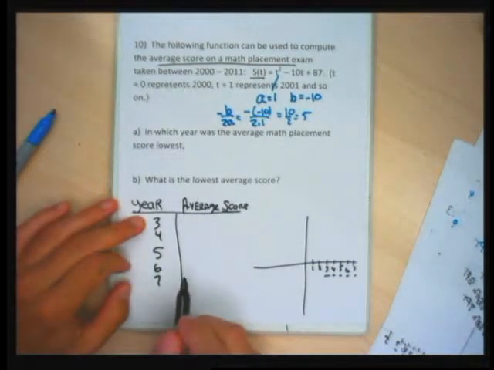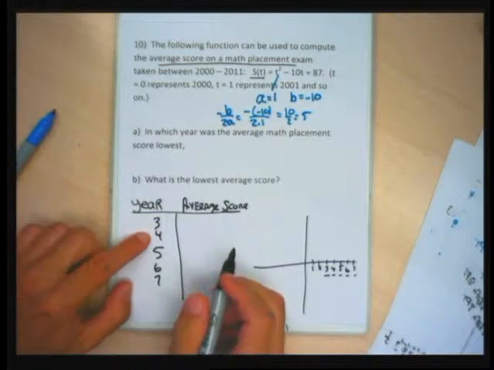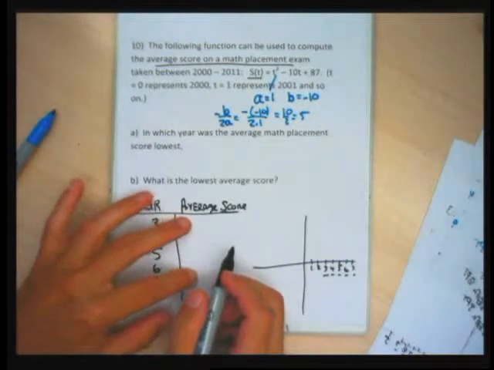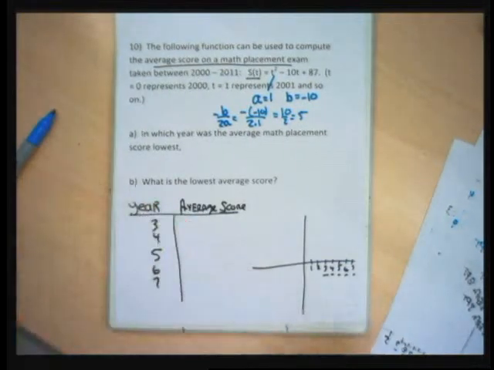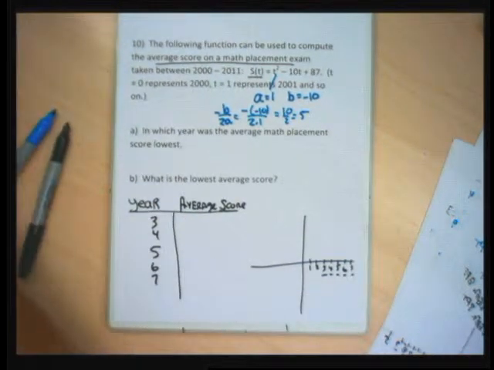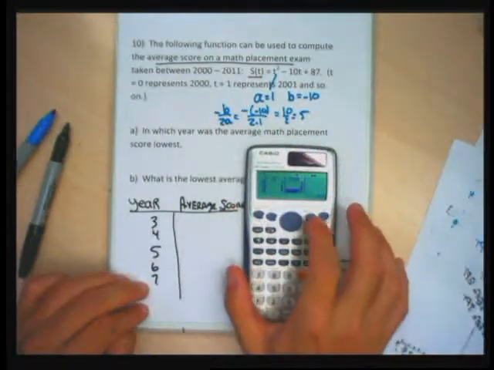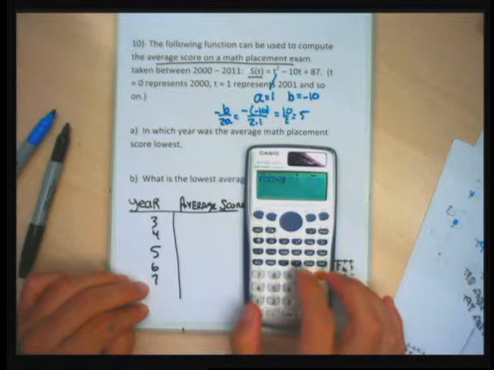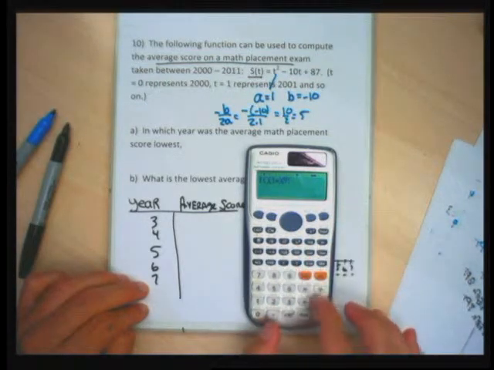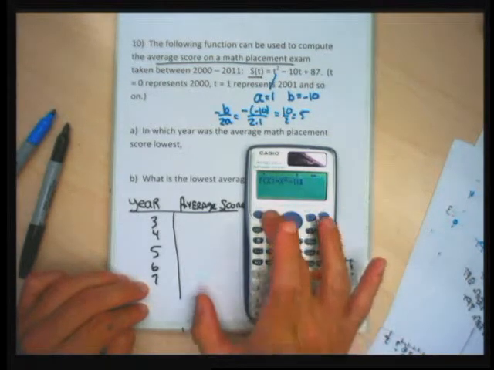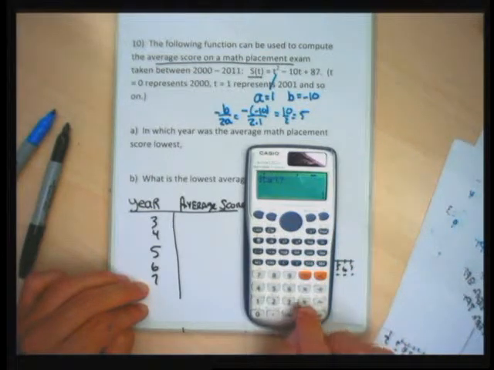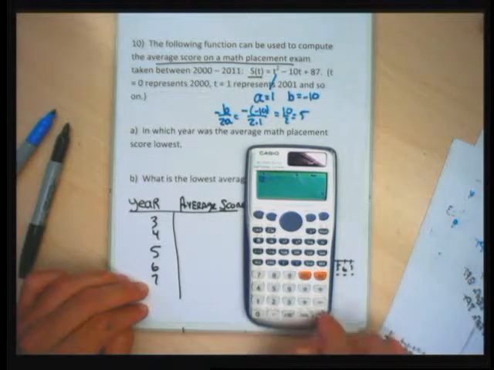3 stands for the year 2003. 4 stands for the year 2004. 5 stands for the year 2005. The number in the y column is going to be what the average score in the math placement test was during those years. So mode 7, again, I can't use the t because I don't have one. Start at 3, end at 7, step 1.